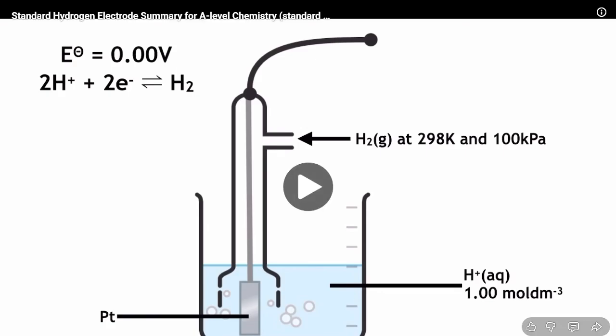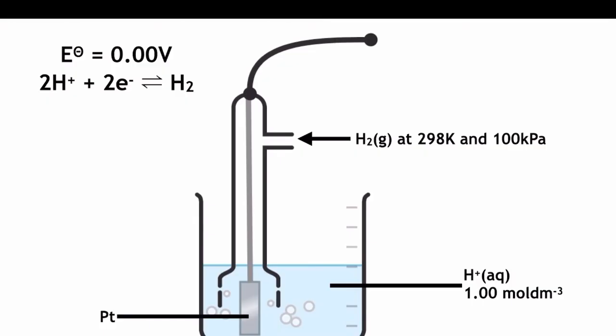Okay? Since there is no solid metal in the half equation, we must use a platinum electrode. Platinum is used because we need it to transfer electrons, and also it's selected because it's unreactive, we can say inert, so we don't need to worry about any alternative reactions taking place.